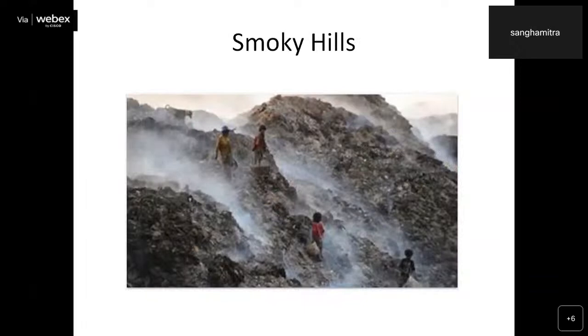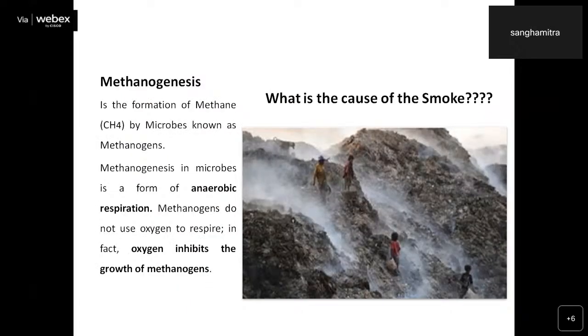So once this garbage comes in a heap, we often find smoky mountains in the urban area. In rural places, we often see that the plastics, mainly the plastics, are burned. They burn them because they have no idea what is happening by burning these plastics. When plastic burns, it produces a lot of carcinogenic gases. These carcinogenic gases are very, very harmful for your health. Next slide, please.